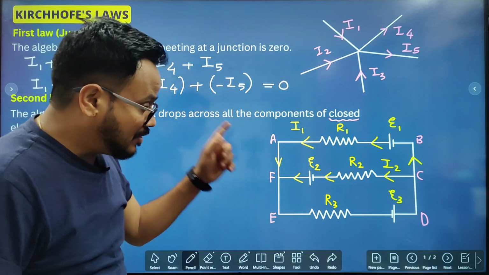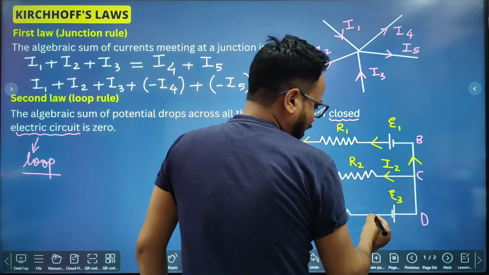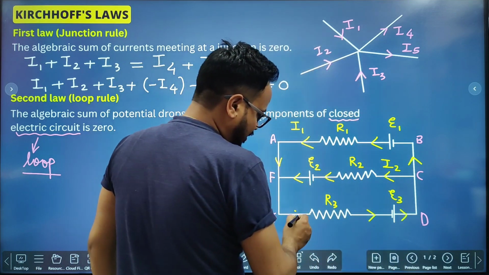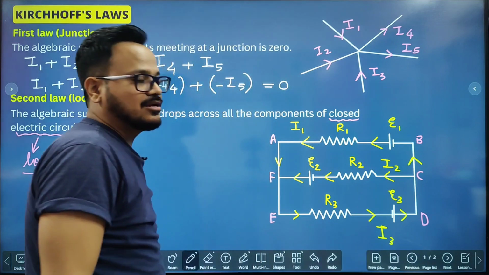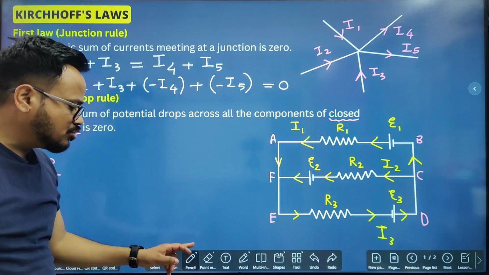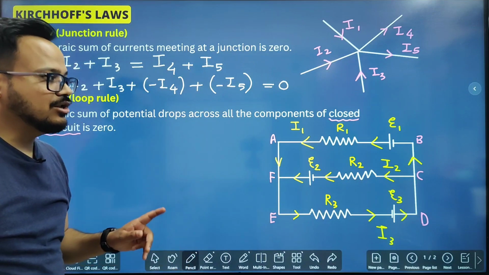Now take the third branch and assume any direction of current in this branch. Now let us assume that the current in this branch is in this direction, and let us take this as I3. Since the current flows from higher to lower potential, now direction of current is what?